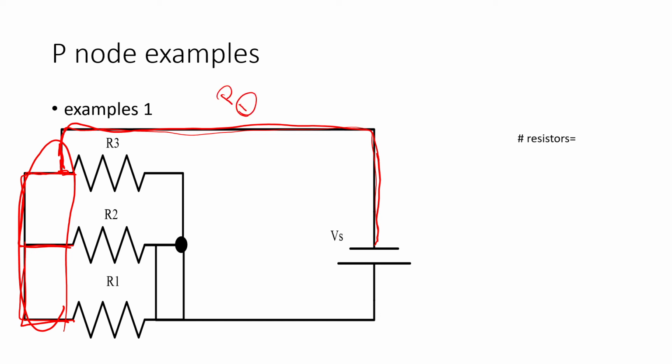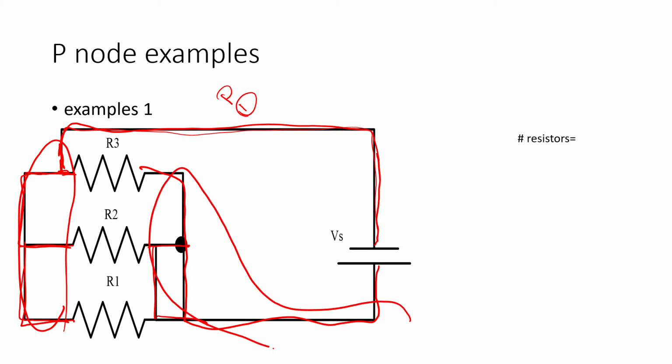Number 1, if you look at the second terminal of the battery, it is connected to, again, R3, R2, and R1. There is a connection point, and more than 2 electrical components are connected, so it is a P node.